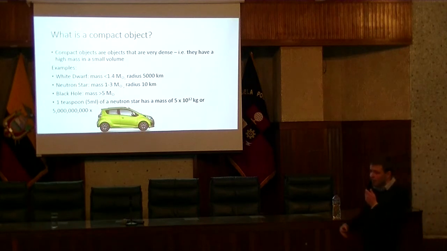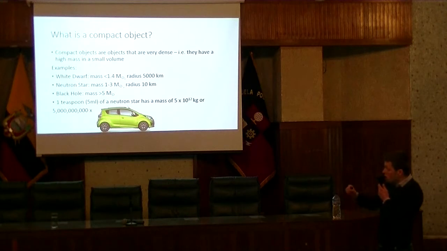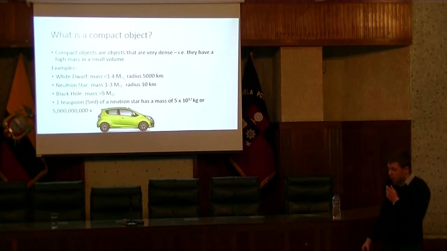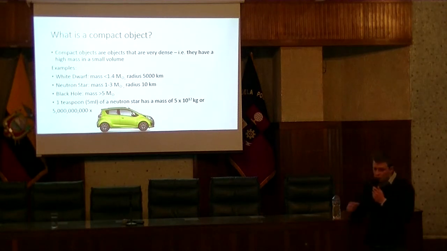And just so you can get an idea of the density of a neutron star, 1 teaspoon or 5 milliliters of a neutron star would have the same mass as 5,000 million normal family hatchbacks here. Okay? And this is why it's really interesting to study these compact objects.